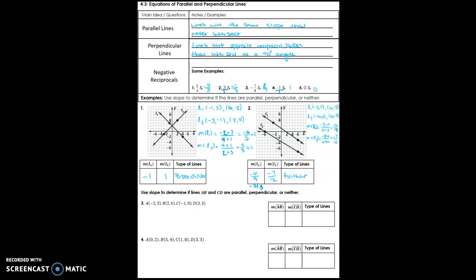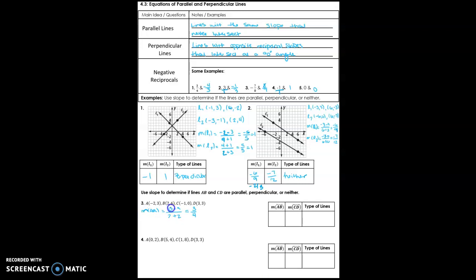So now in 3 and 4, we're just given 4 points, and we want to find the slope of both lines and then figure out what type of lines we have. So it's kind of similar to above, just without the graphs. So let's find the slope of AB first. So we have (-2, 3) and (2, 6). So I'm going to plug that into my equation, and so I'm finding the slope of AB here.